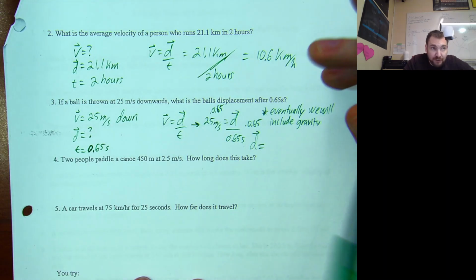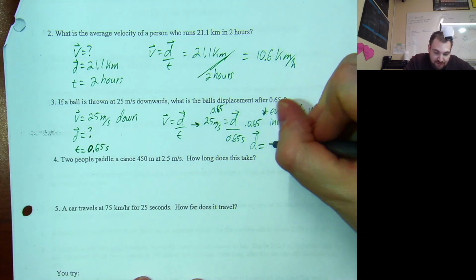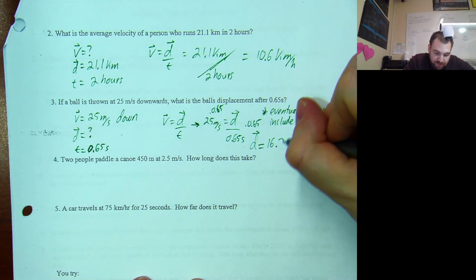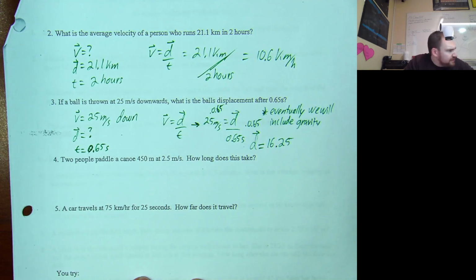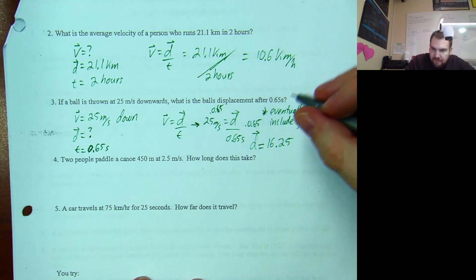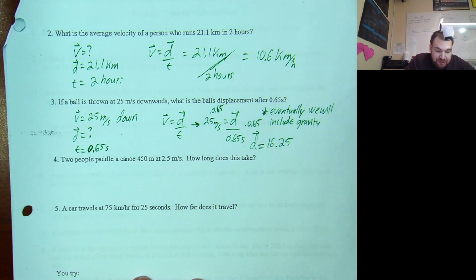you have a calculator in front of you on the desk, man. 16.25. Units on that have to be, careful, meters, because that's a displacement, and which way? Down.